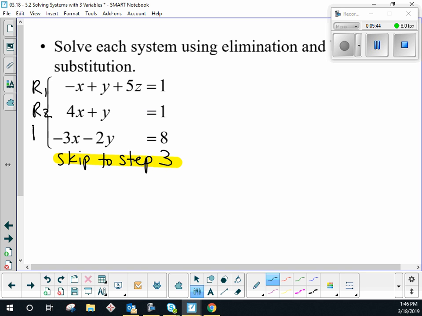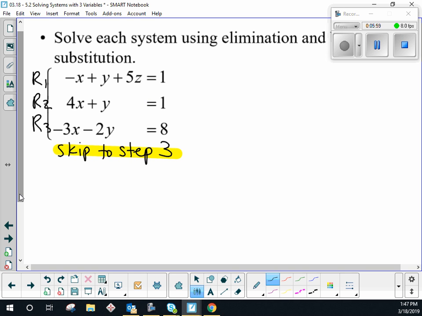And I'm just going to call these R1, R2, R3. The R just stands for row. We'll use the same notation when we do matrices. It's not required, but it'll be helpful for you to understand my notes. So we have this system here, R2, R3. So step 3 says to solve that system.